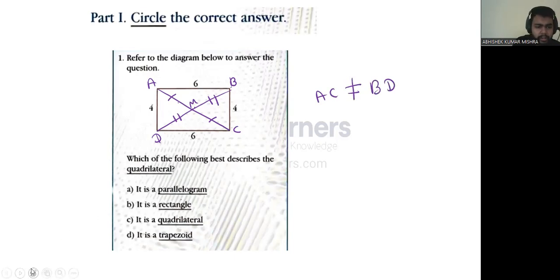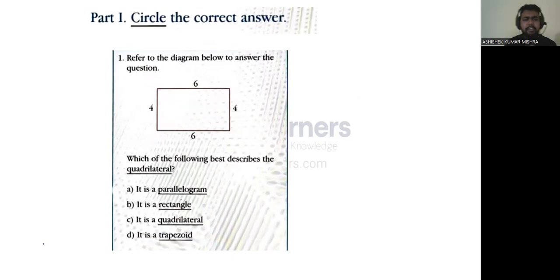Now we have discussed all the properties of a parallelogram. Let us discuss the solutions of each question. Here, as I told you, this is satisfying condition number one. What was my first condition? If both pairs of opposite sides are congruent, my given figure is a parallelogram. So here, this is congruent to this, and this one is congruent to this one. So my answer is parallelogram.